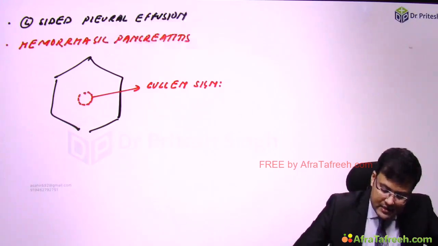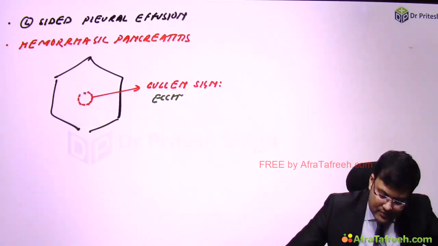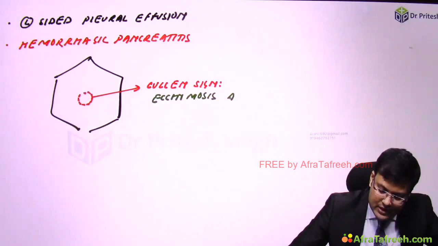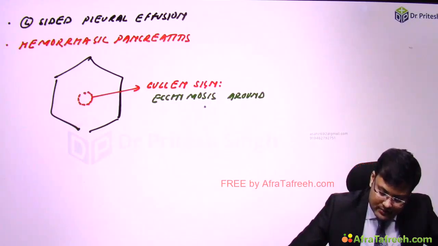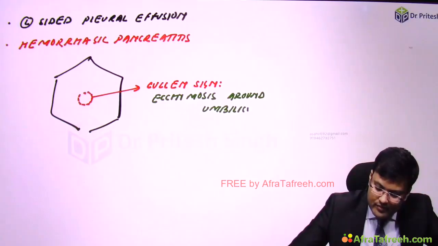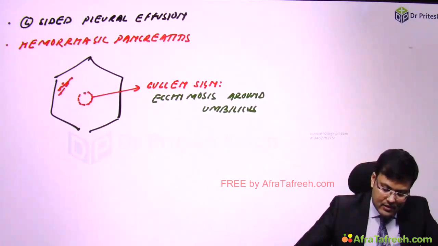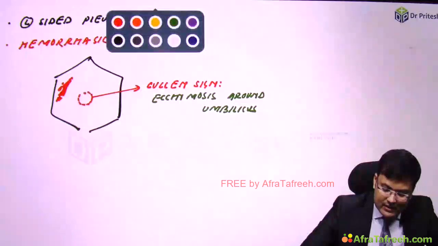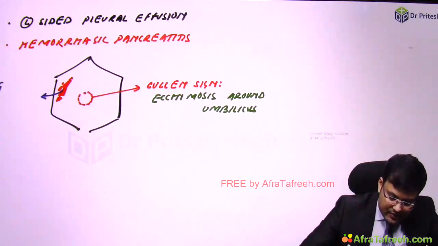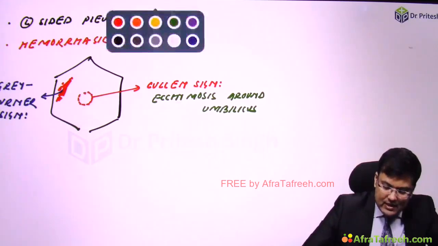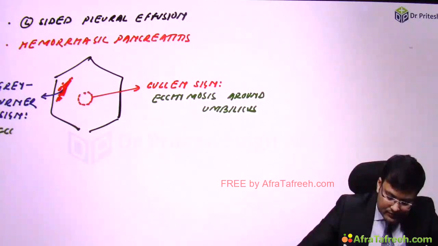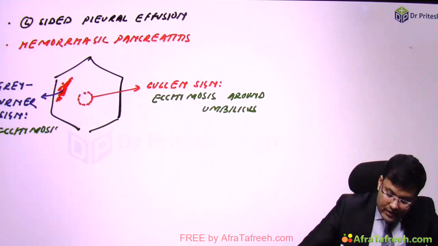So what is this Cullen sign? It's the ecchymosis around the umbilicus. After that, there is ecchymosis around the flank. This is known as Gray-Turner sign, and this is ecchymosis around the flank.